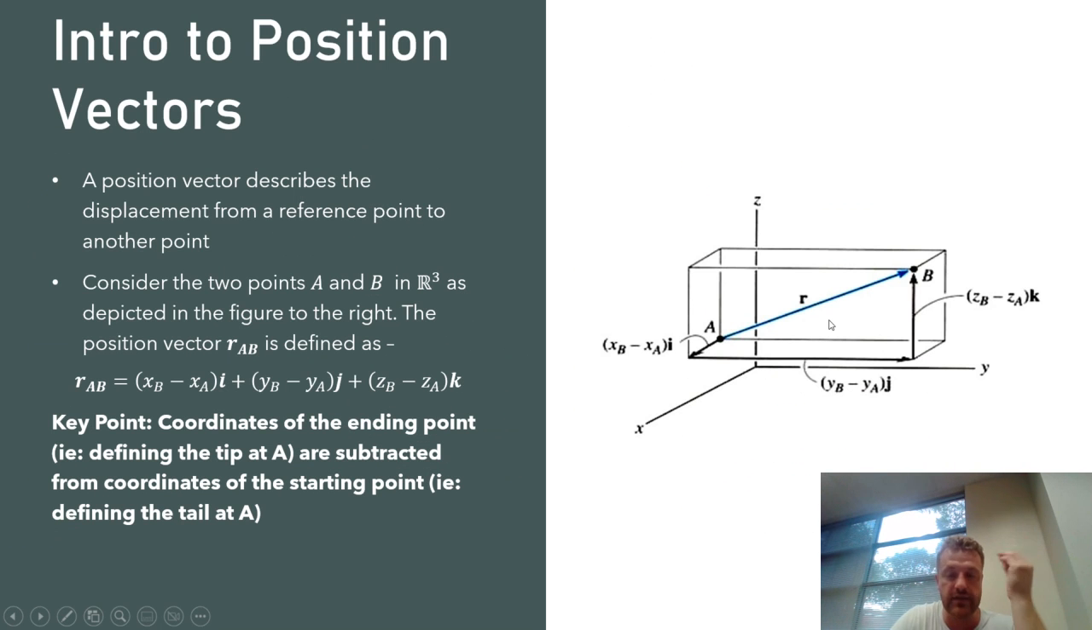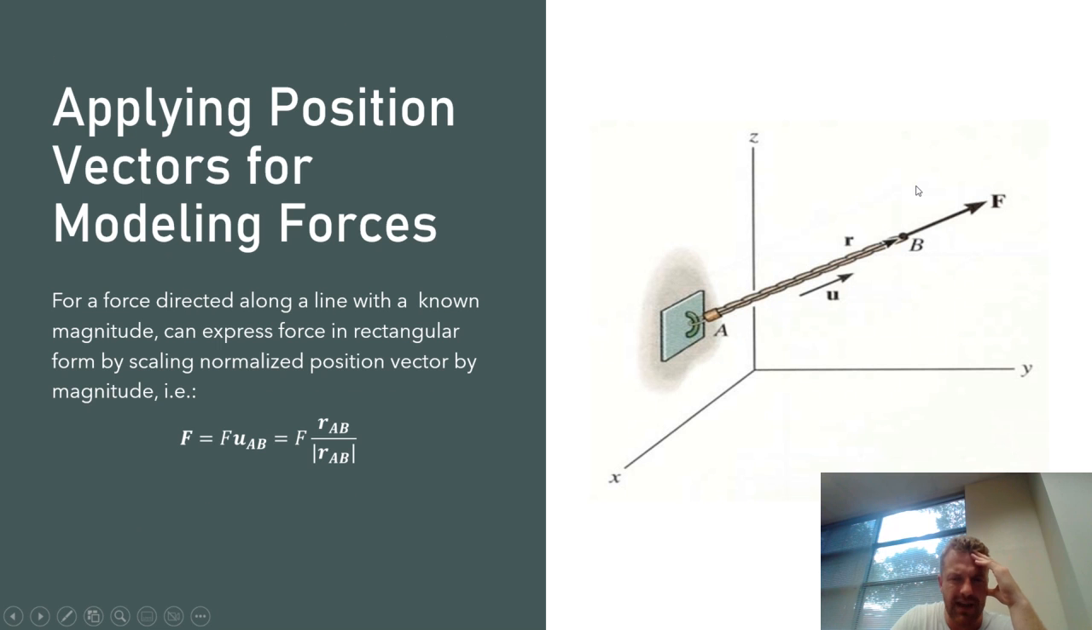That is how you actually describe the position vector from A to B, assuming that you have coordinate triples for points A and B. So how do you actually go about modeling a force using a position vector?